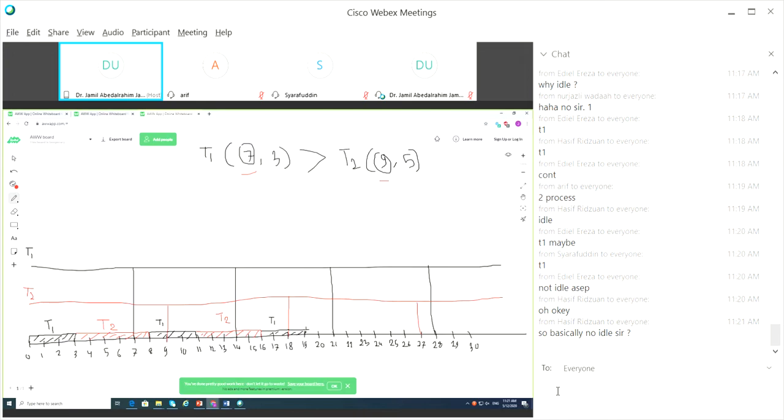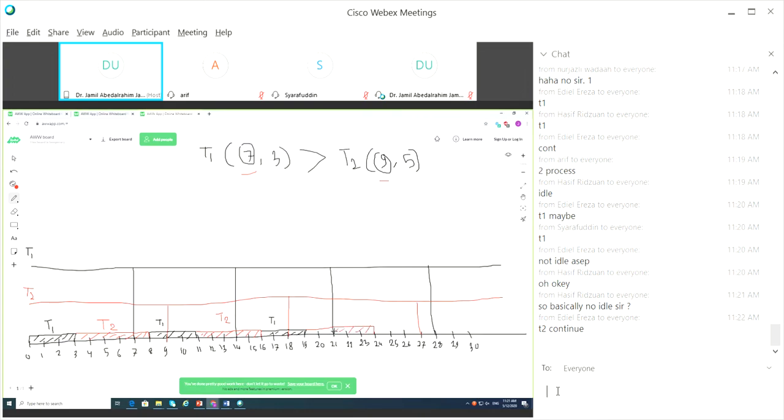How many units? 5 units. 1, 2. We stop here to check the deadline. The deadline of task 2 is still closer than task 1, so we continue 3, 4, 5. At 24, we also have a new period for task 1. So we execute task 1, 3 units, 1, 2, 3. Yeah, that's the idea here.